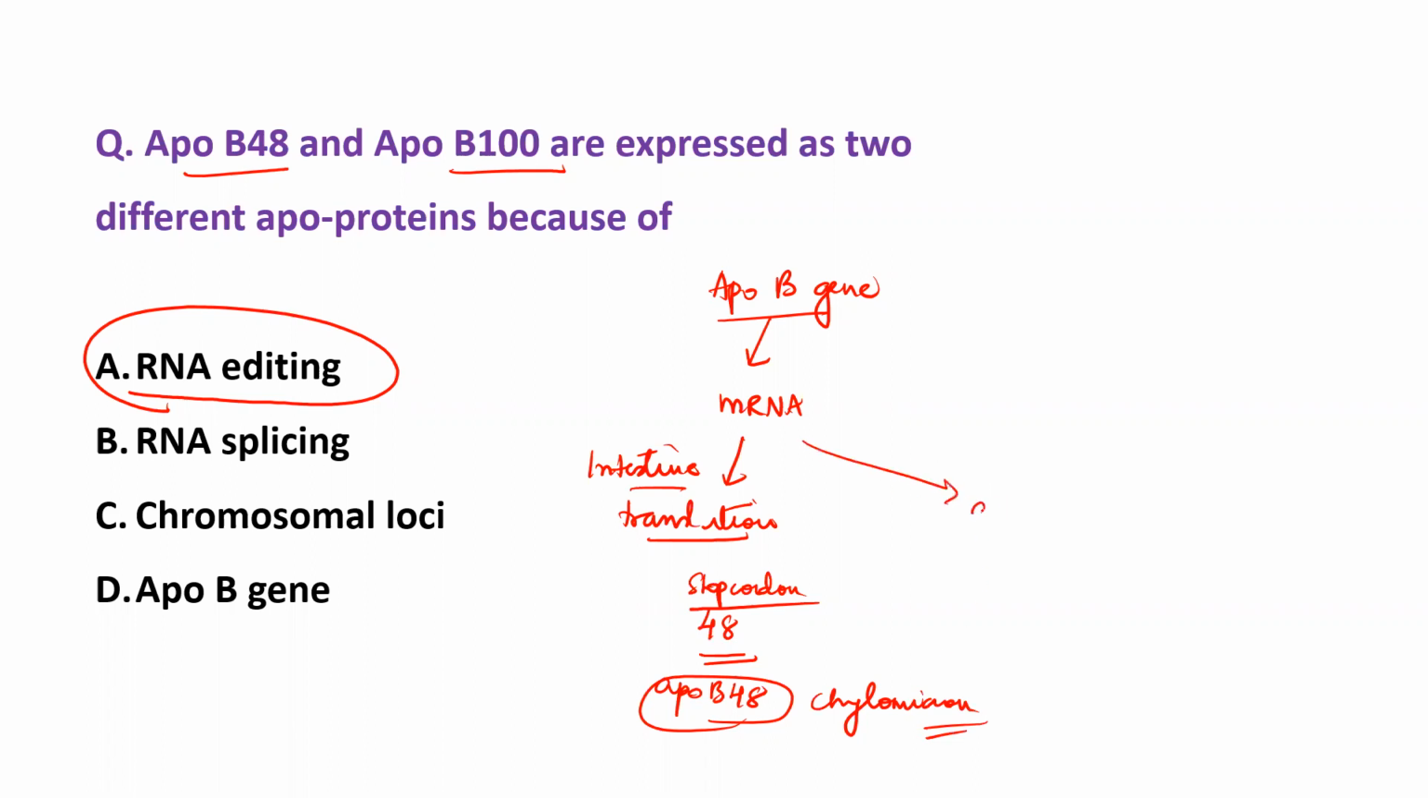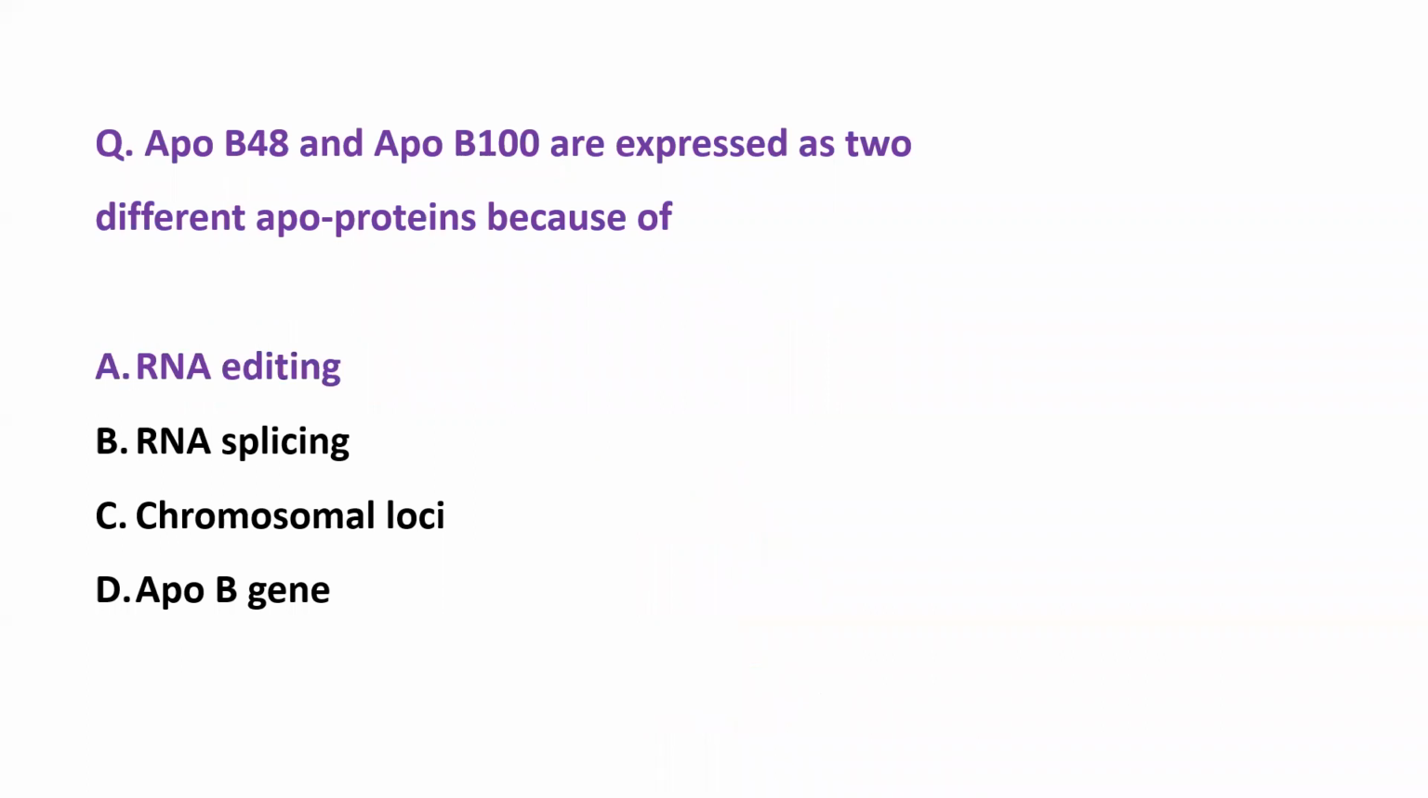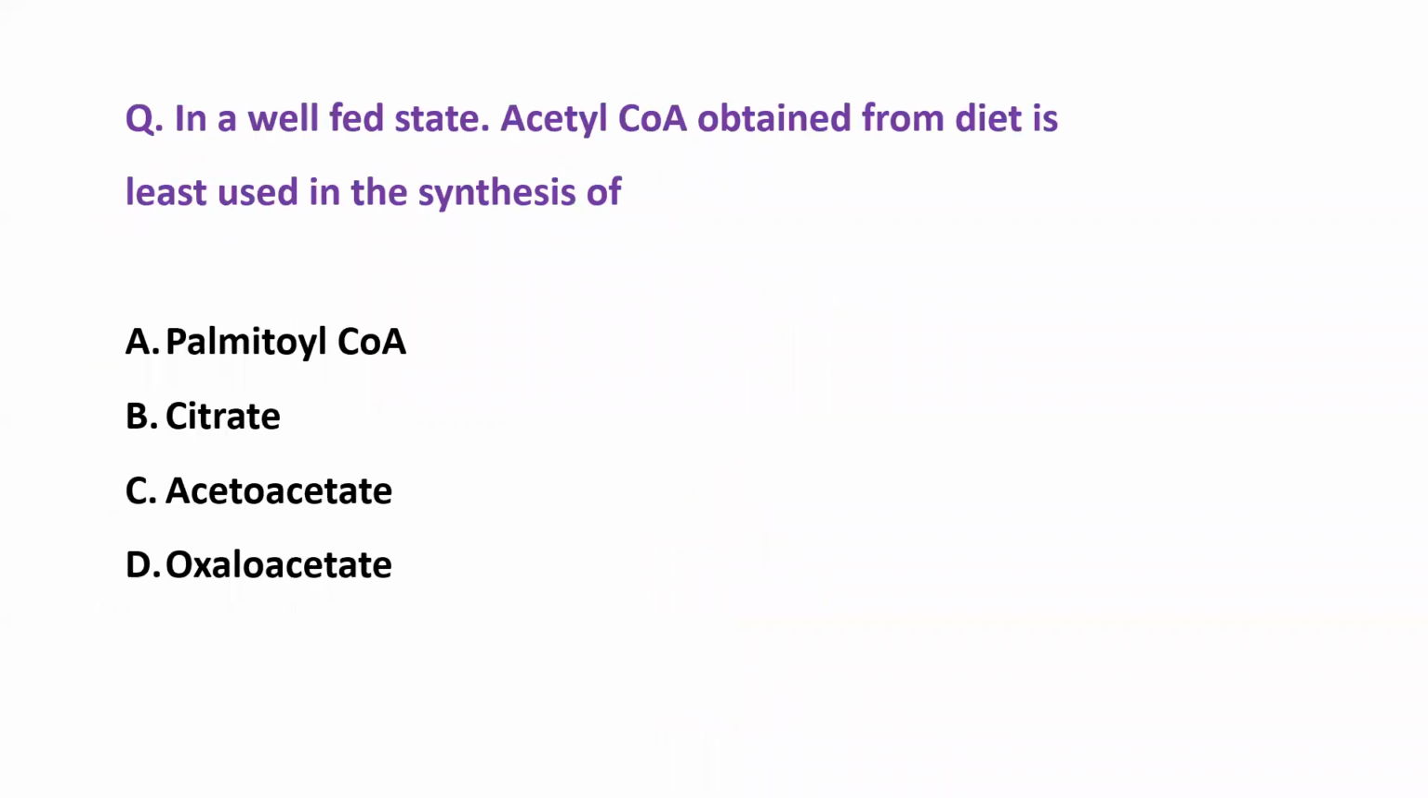Whereas for ApoB100, when the mRNA of the ApoB gene is fully translated, it forms ApoB100, which is incorporated in lipoproteins such as LDL, VLDL, right? So this is what is called RNA editing. So the answer is RNA editing.